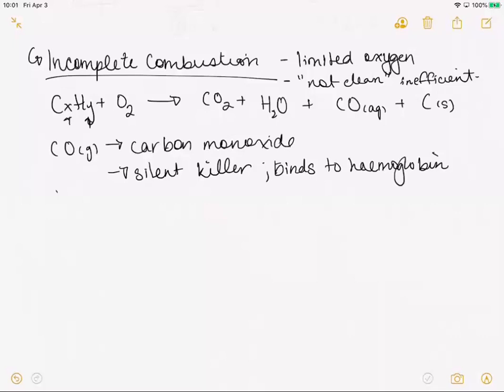Something that you will definitely see is carbon soot. So that is that black cloud of smoke that you see coming out of a truck that has seen better days. That is your soot. Okay, and that is a solid.